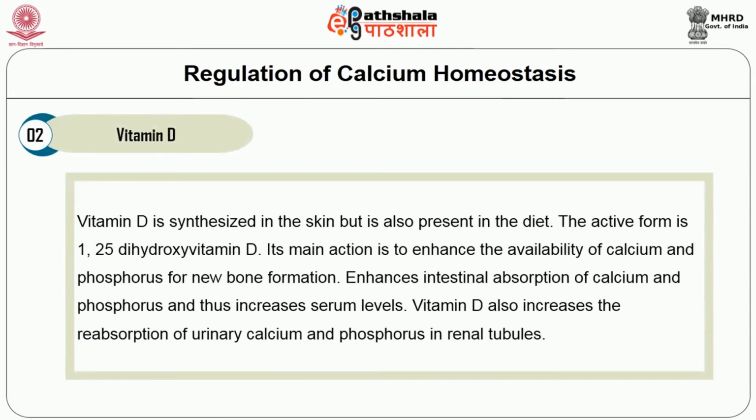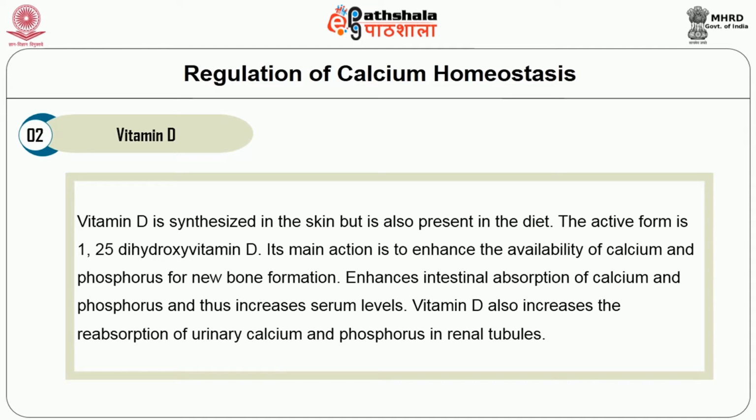The next component that is very essential for regulation of calcium homeostasis is vitamin D. Vitamin D is synthesized in the skin, but it is also present in the diet. The active form is 1,25-dihydroxyvitamin D. Its main action is to enhance the availability of calcium and phosphorus for new bone formation.